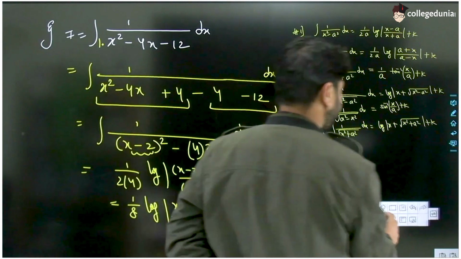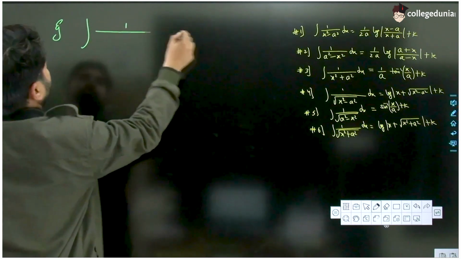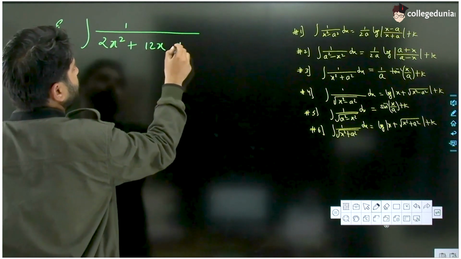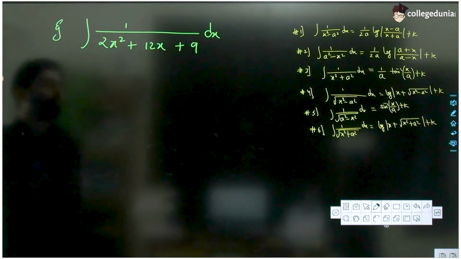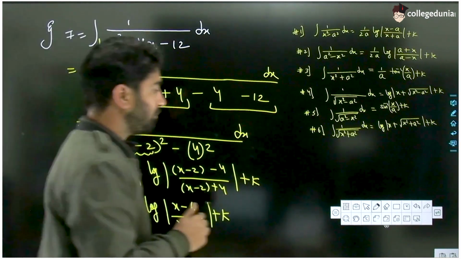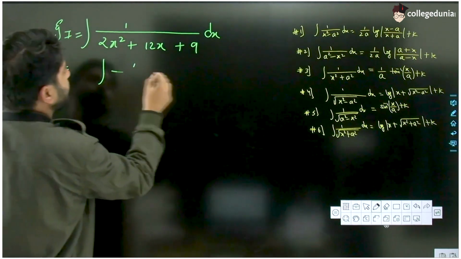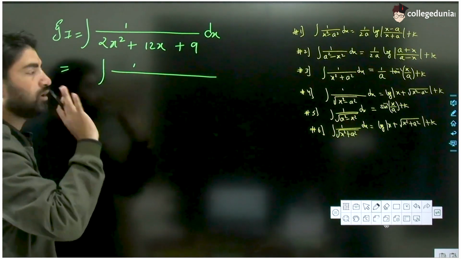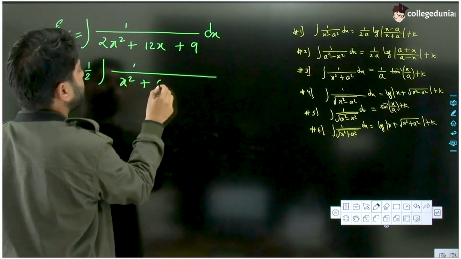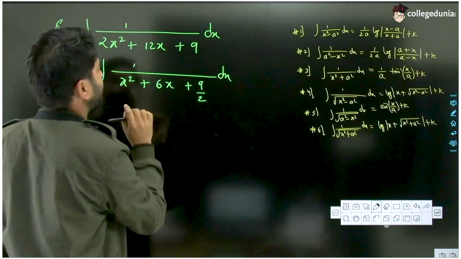We can also do another question. Let's say we have 2x square plus 12x plus 9. So guys, as I told you, the coefficient of x square should be 1. But in this situation, the coefficient of x square is 2. Take 2 common from the entire denominator, take 2 common, son. So this will become 2 times x square plus 6x plus 9 by 2.